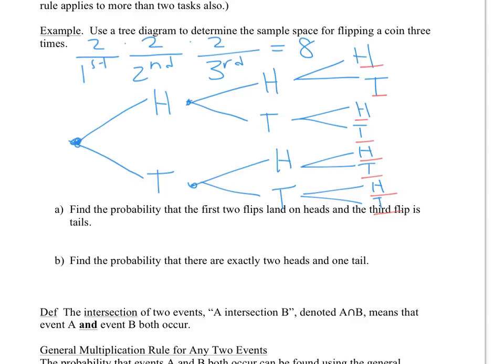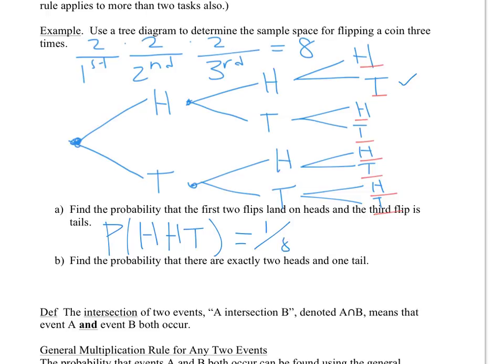Now to answer part A, find the probability that the first 2 flips land on heads and the third flip is a tail. All I have to do is reason through that this is asking me for this outcome, HHT, and the HHT is on the diagram right here. And because these are 8 equally likely outcomes, we would just answer 1/8.